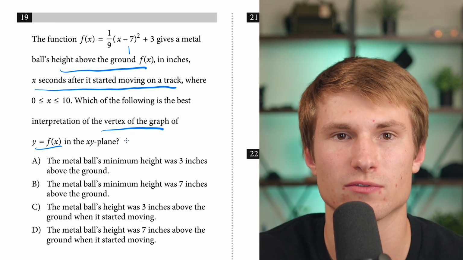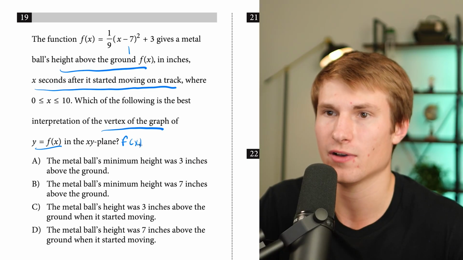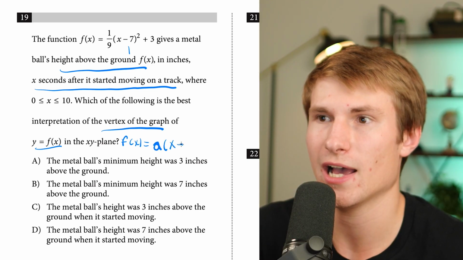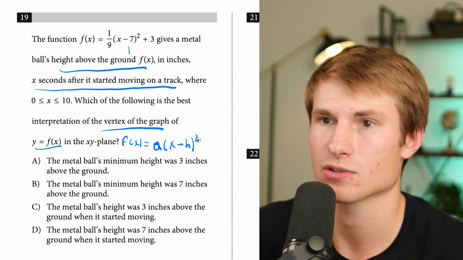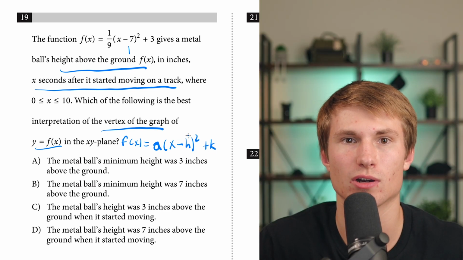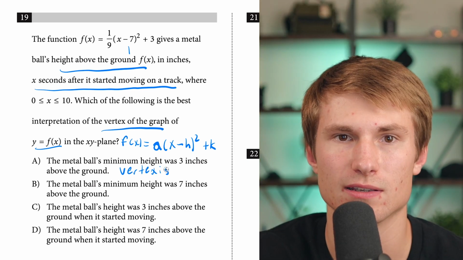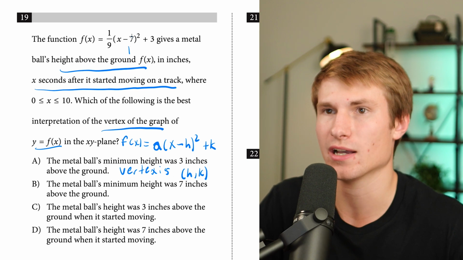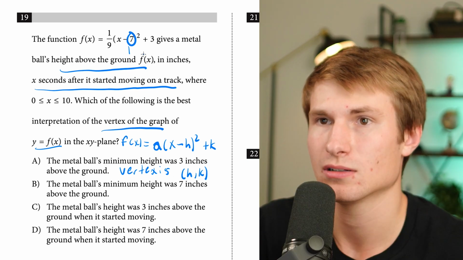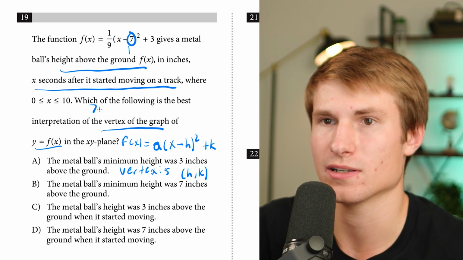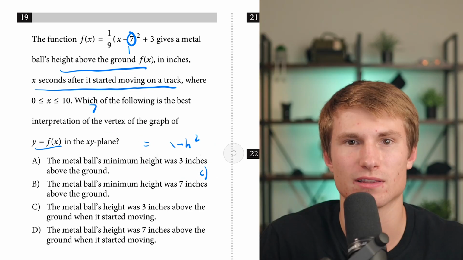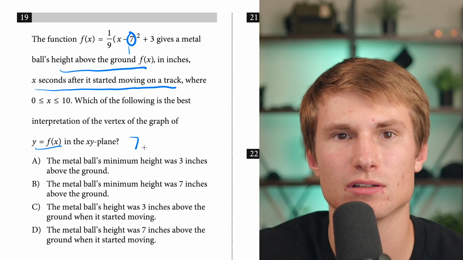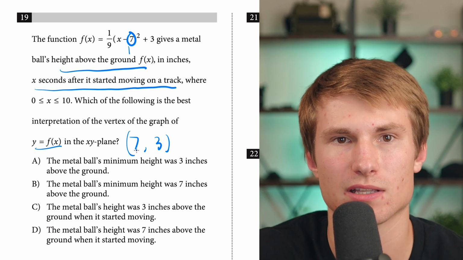Well, vertex form at its simplest would be f of x is equal to a, which can be some coefficient, times x minus h squared plus k, where your vertex is going to be h comma k. So as we can see in this case, our vertex would be at 7 for our x value. Okay, so I'll write 7. I'll just rewrite this. Okay, our vertex would be at 7 and 3. So that's going to be where our vertex is.